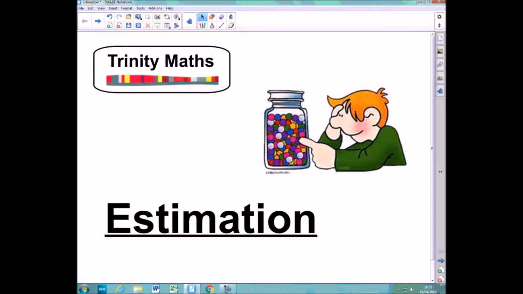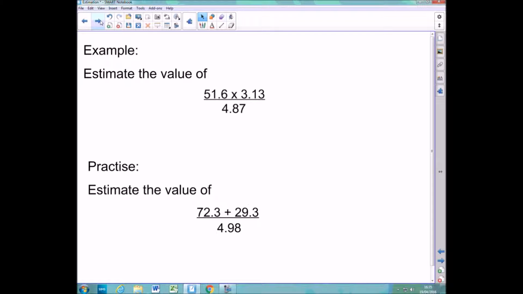This video is going to be on how to do the non-calculator question of estimating. On your non-calculator paper, you may get early on a question where they ask you to estimate the value of quite a complicated sum, which usually involves decimal numbers. Now this word estimate means put down a rough answer to the sum.